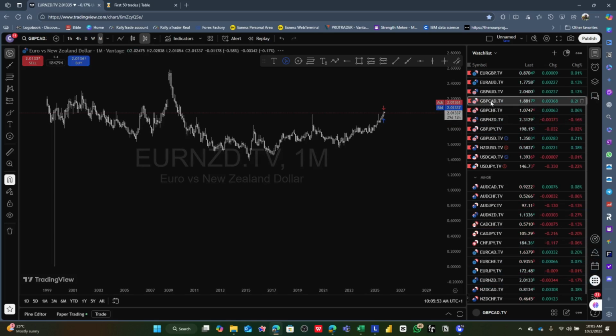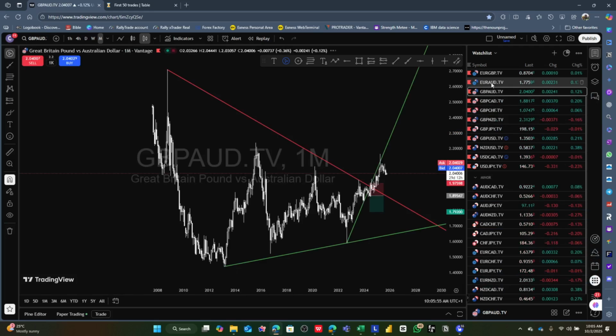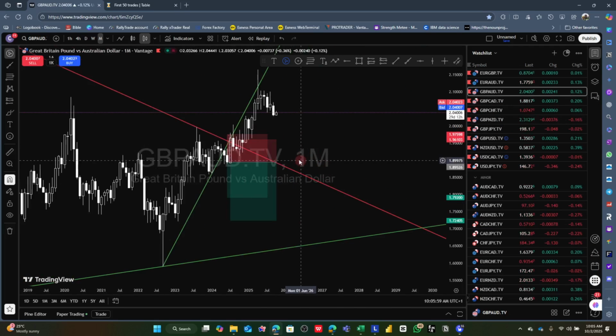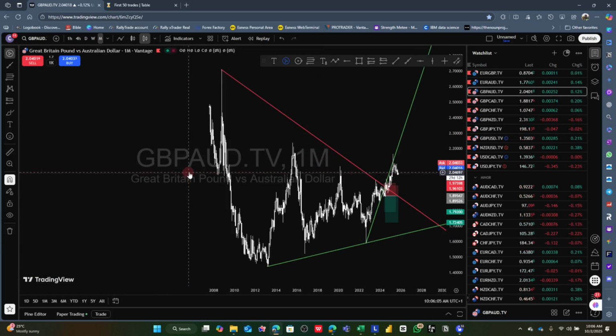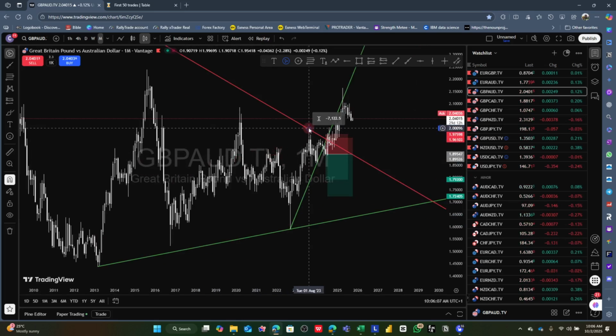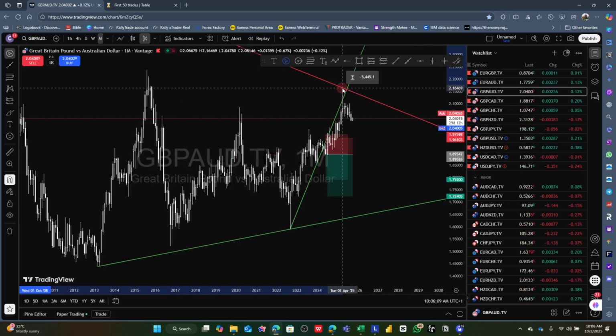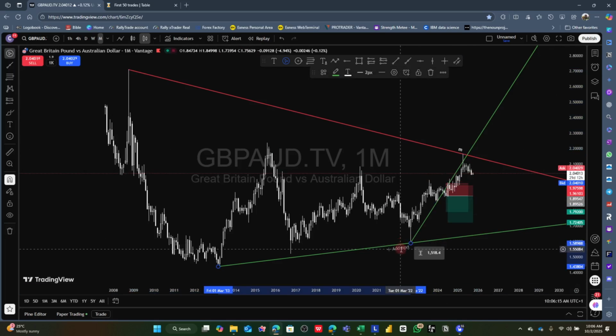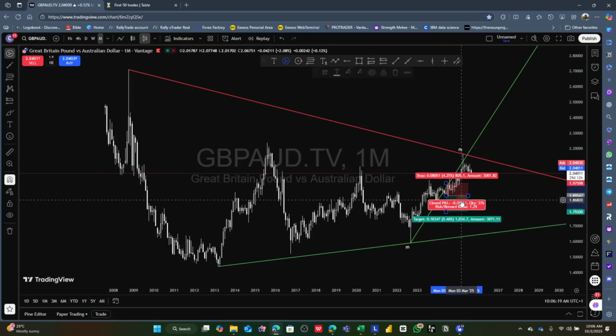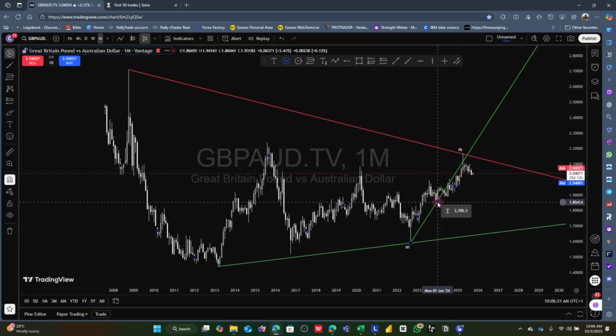Moving on to the British pound. Oh yeah, British pound, Australian dollar. Ooh, I already took some trades here before, and let's see what it looks like. Do I need to delete everything? No, I don't need to delete everything. So we could start here on the monthly. I'm going to keep this on the wayside, and this is not needed. So let's just head straight into it.